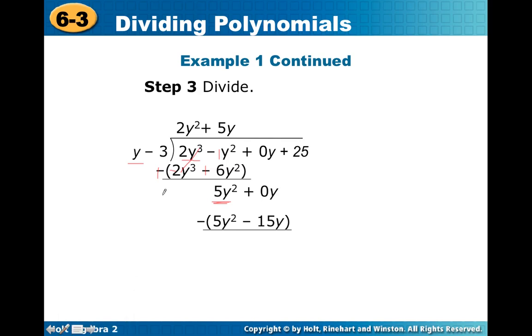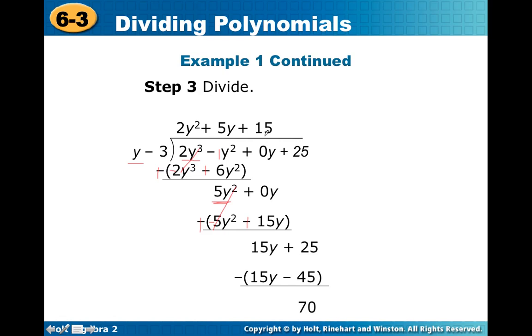Ima-minus ulit natin siya gaya ng ginawa natin sa first step. So, pag ginawa mo yon, mag-iiba ng sign yan. So, magiging positive yan. So, plus na siya. So, 5y squared minus 5y squared is 0. 0y plus 15y is 15y. Okay, bring down 25. So, meron na tayong 25.